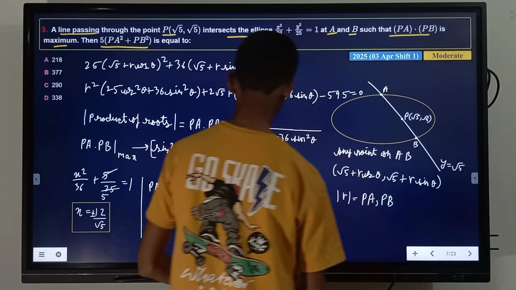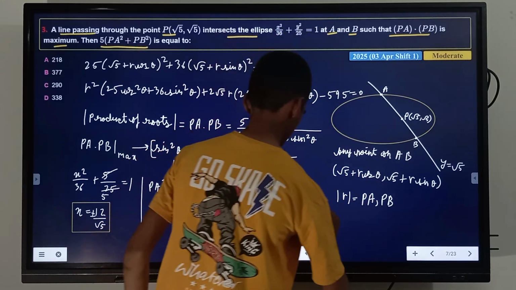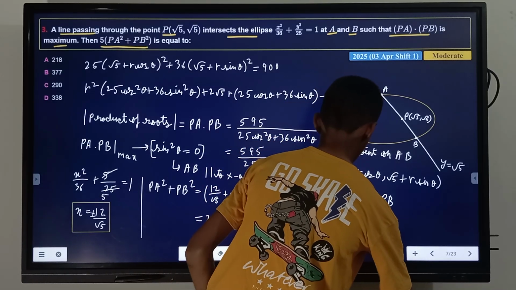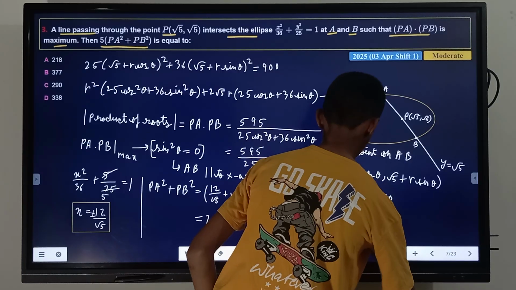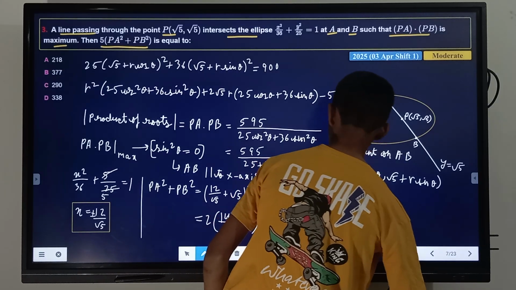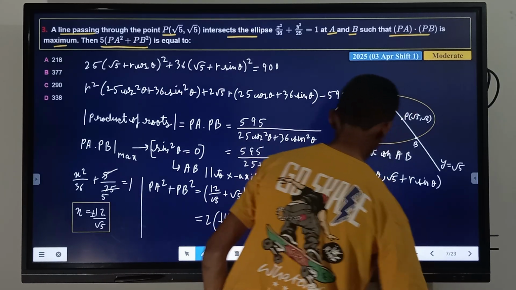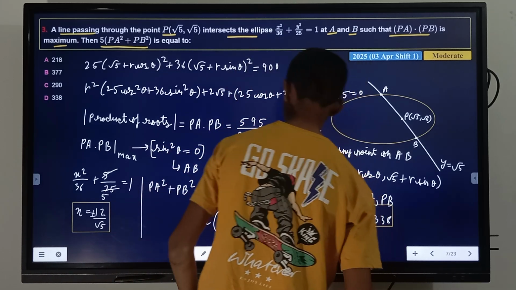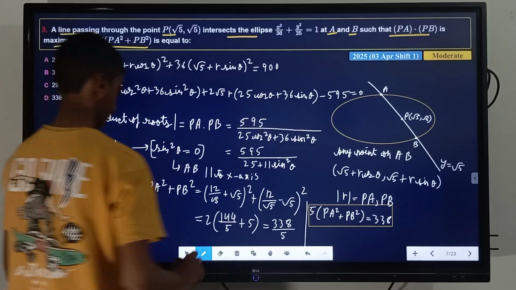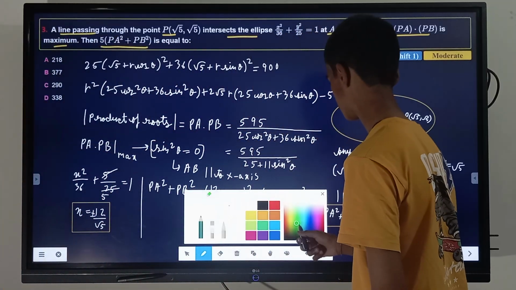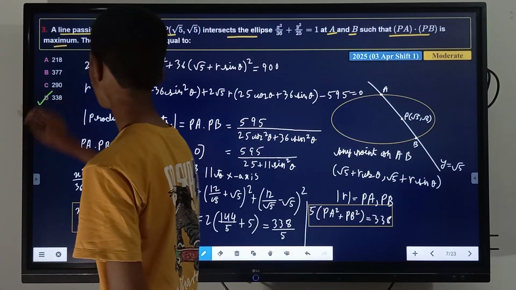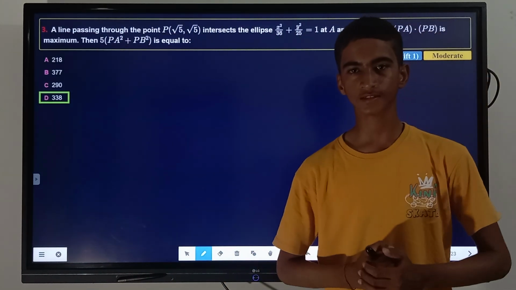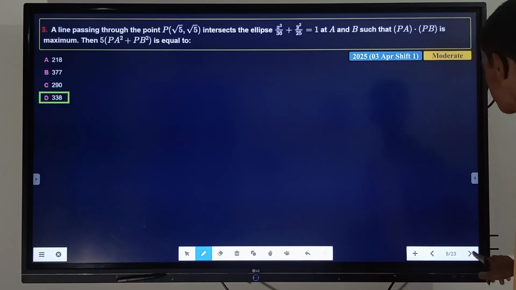So from here, our 5 times (PA square plus PB square) is equal to 338. So from here, our answer is option D. And here is our solution, and we can see that our answer is correct.